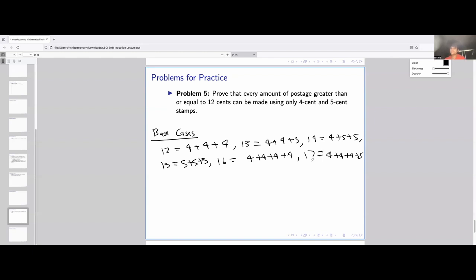Okay, so now I just have to prove that it works, assuming it works for all numbers up to some k, where k is something bigger than 17, and I just have to show that I can make change somehow. That's the intuition. Let me just write down specifically what I mean. Okay, so assume I can make change for all numbers from 12 through k.